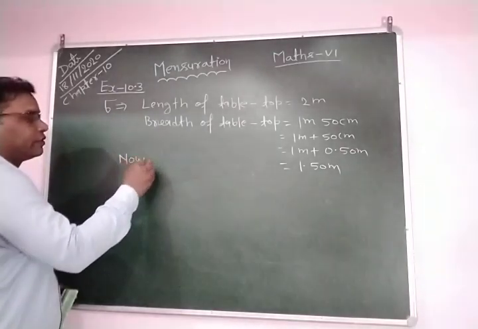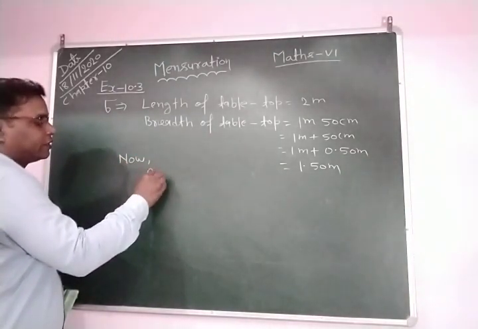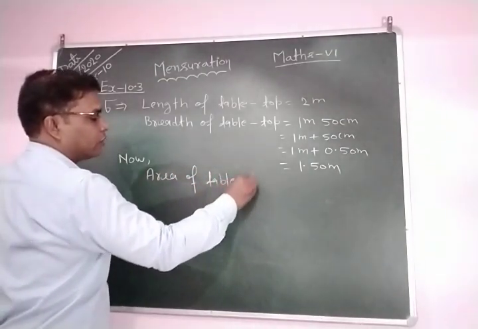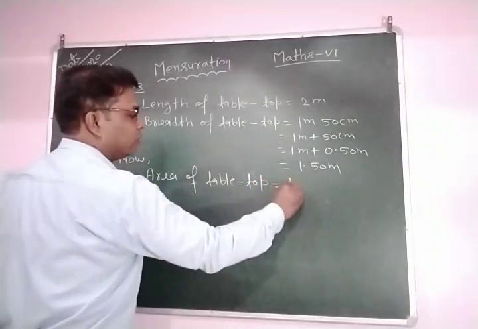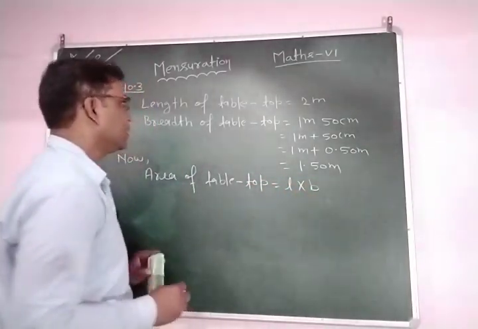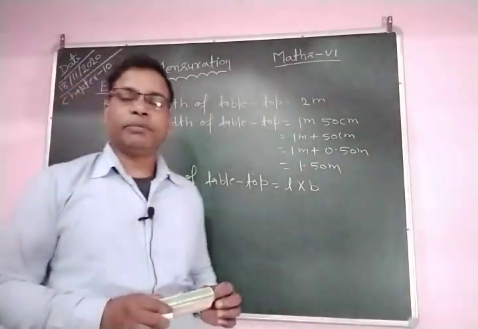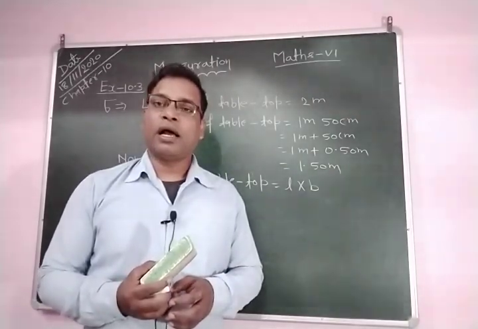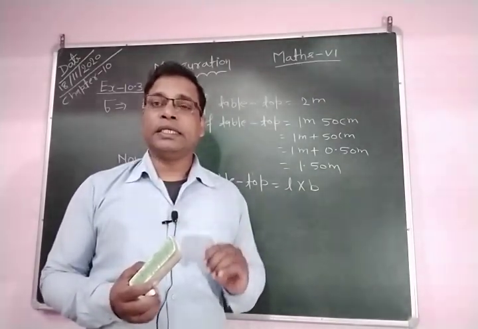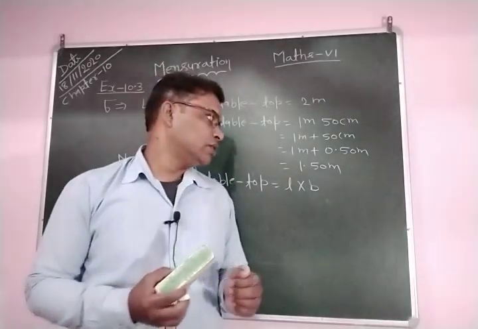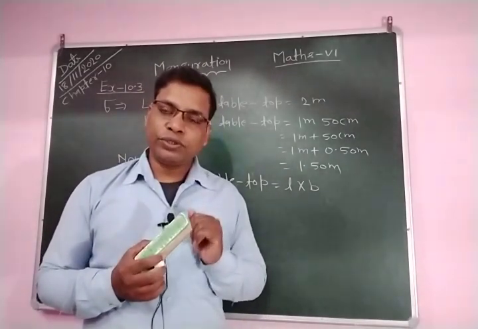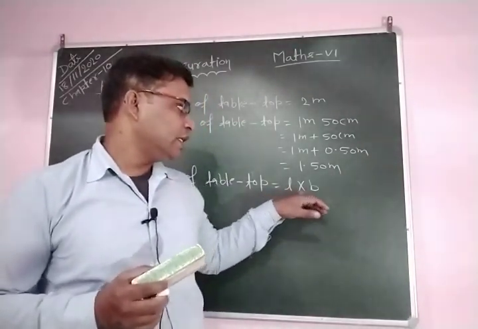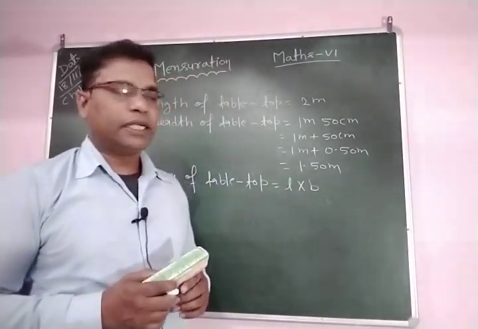Area of tabletop is equal to length into breadth, because you can see this is given length is 2 meters and the breadth is 1.50 meter. Both are different. It means that the shape of the top of table is a rectangular shape. Okay, so we need to use the formula to find area of tabletop: length into breadth. L represents length and B represents breadth of the tabletop.